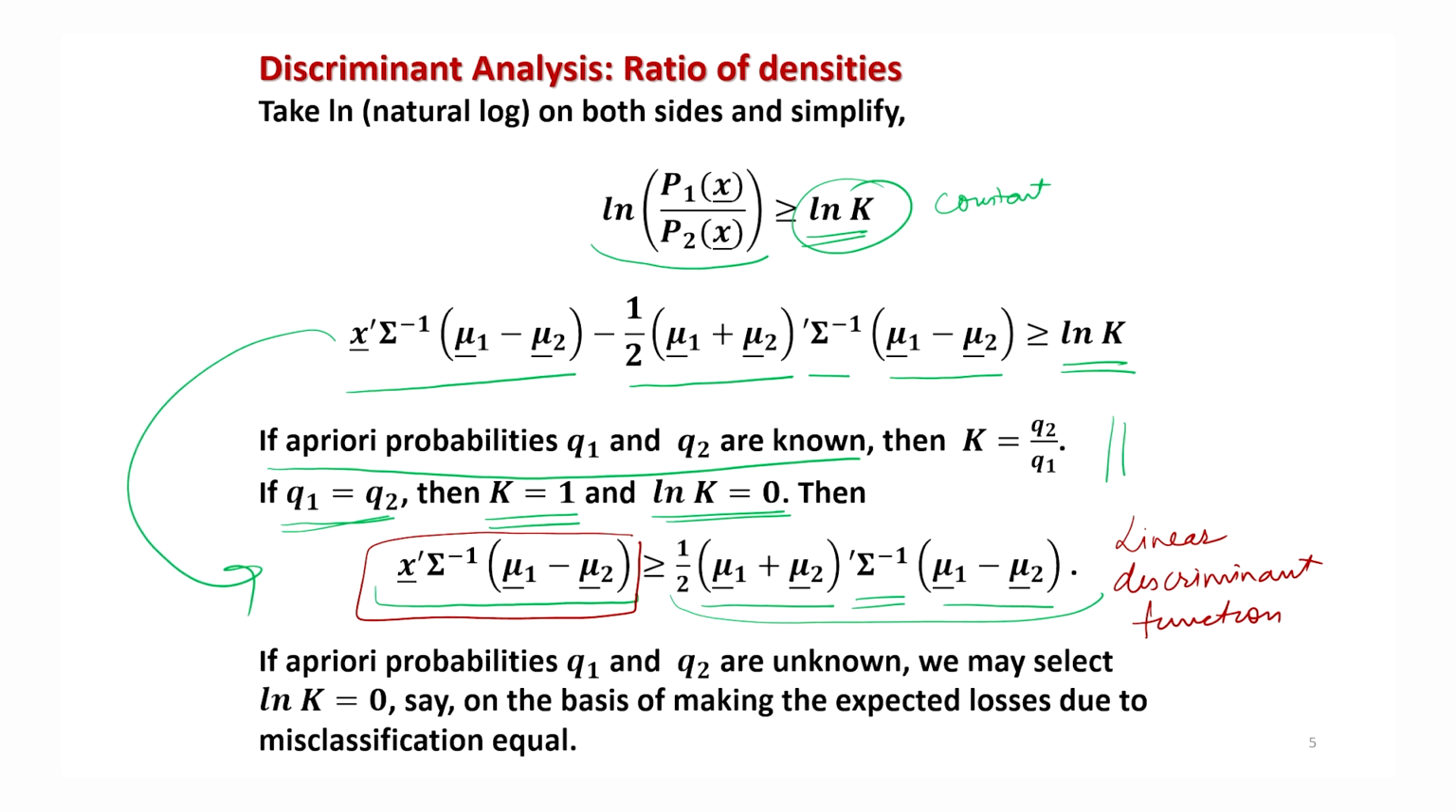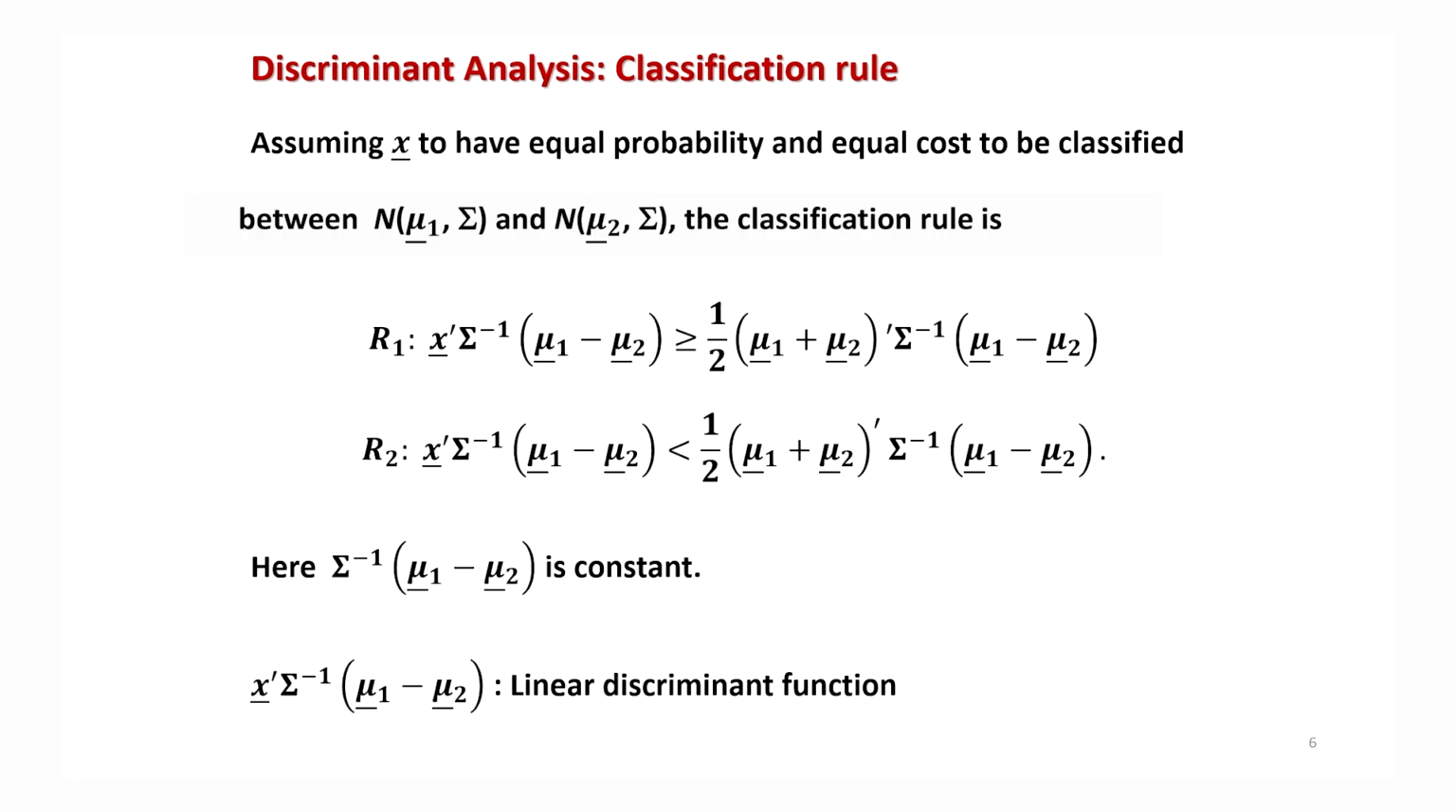The other alternative is that if these a priori probabilities q1 and q2 are unknown, then we may select log of k equal to 0 on the basis of making the expected losses during misclassification equal. You will see in the software that if they are unknown, the software computes this probability also. So that's not a big deal at the moment. Now we assume that the observation X has equal probabilities of being classified into one of these two populations, and the cost of misclassification is also equal.